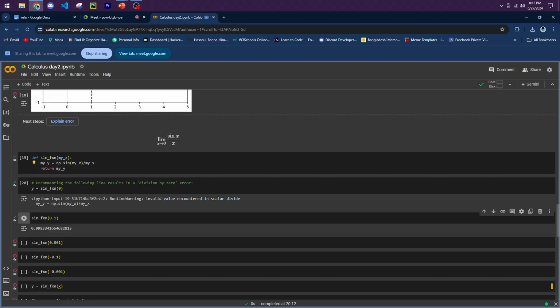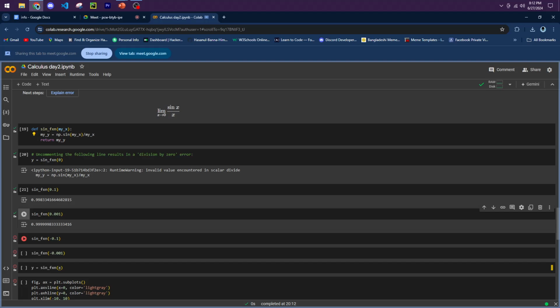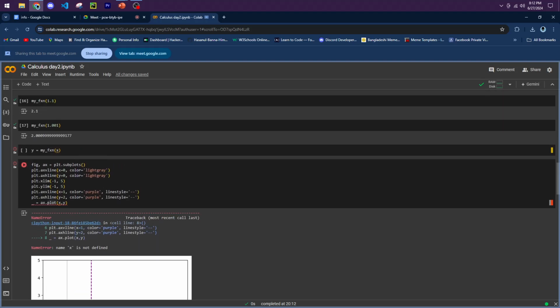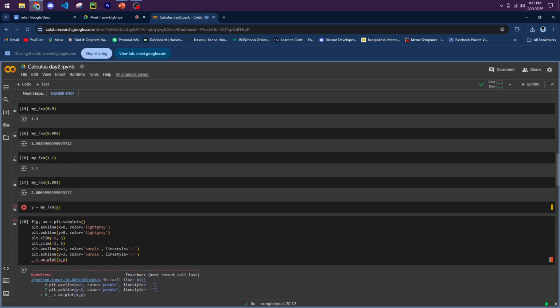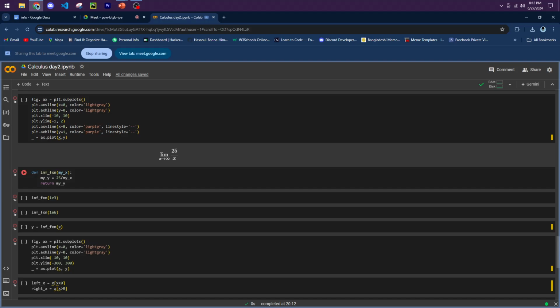When we do this again with 0.1, we're getting results. When we do it with 0.001, we're again getting results. And when we do it with minus 0.1, it is also giving results. So we can say that it is only unavailable when the value is 0, or also in the previous one when our value is 1, this value is unavailable.